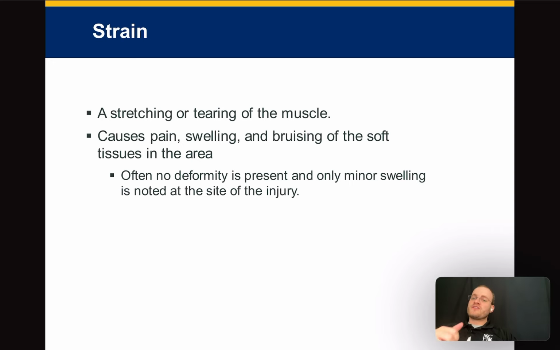Why is that? If you have torn or stretched a muscle, what's inside of muscles? Blood supply. So you'll usually end up with bruising underneath this, okay? Often no deformity is present and only minor swelling is noted at the site of injury.